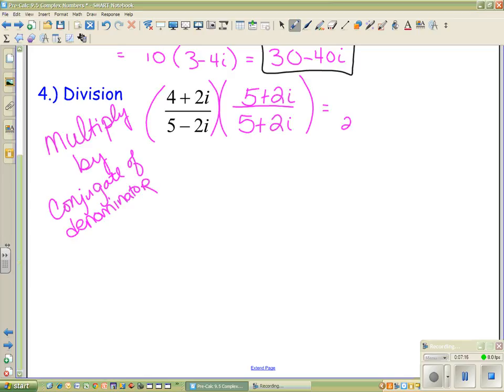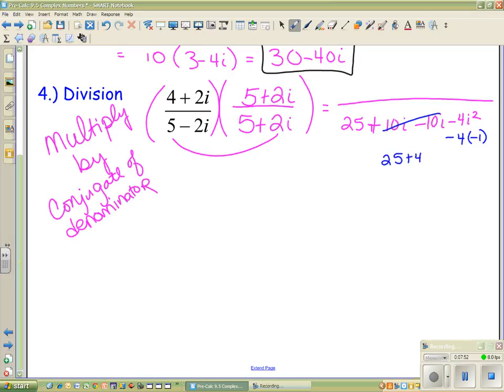Multiplying the bottom, first times first, the middle values come positive 10i, and then a minus 10i. Last times last would give me minus 4i squared. There's my denominator, but this can simplify. 10i, negative 10i go away. Minus 4 times minus 1 makes positive 4, so I get 25 plus 4. Looks to me like our denominator is 29. Keep that in mind. So I have something over 29.